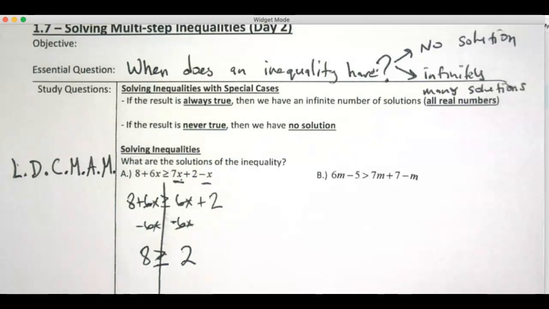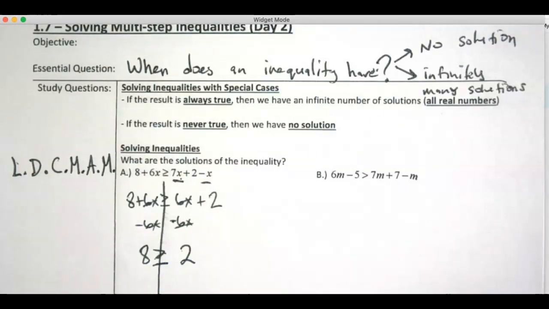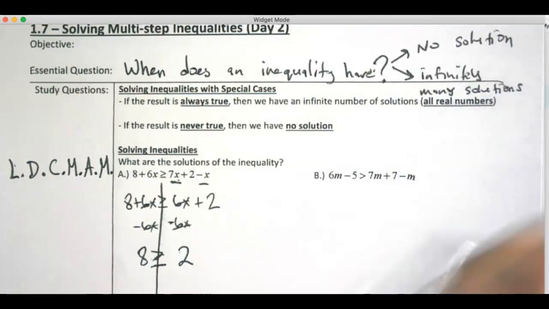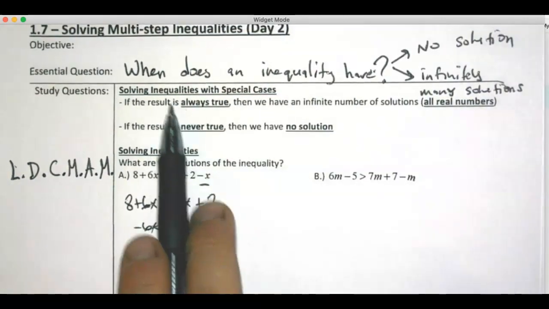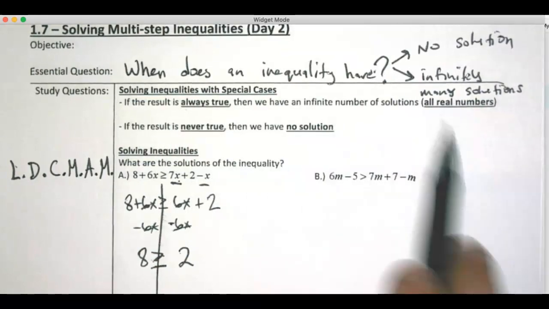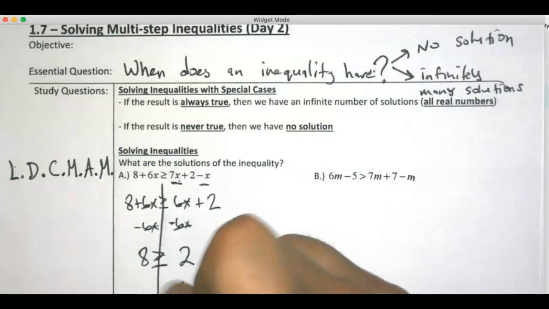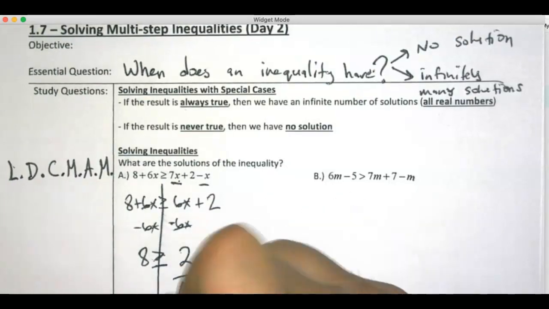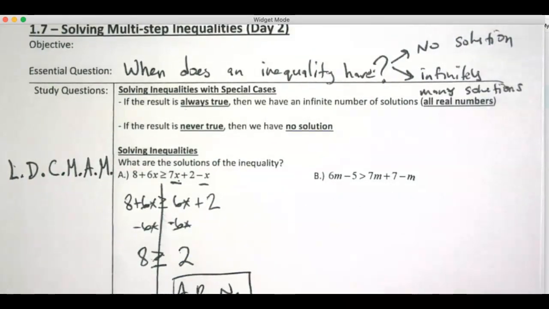But which one is it, right? Well, 8 is greater than or equal to 2. That is true, you guys. 8 is definitely greater than 2. Since it's true, we can read up here. If it's true, we have infinitely many solutions or all real numbers. So I'm just going to put A, R, N for this one. And move on to the next one.